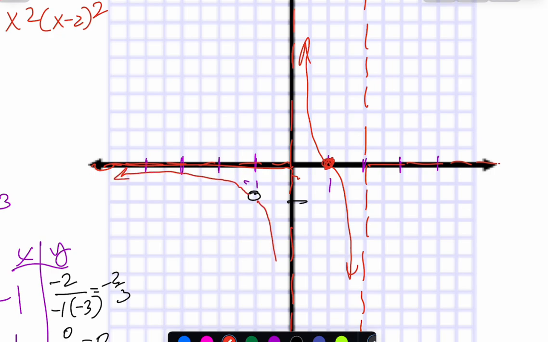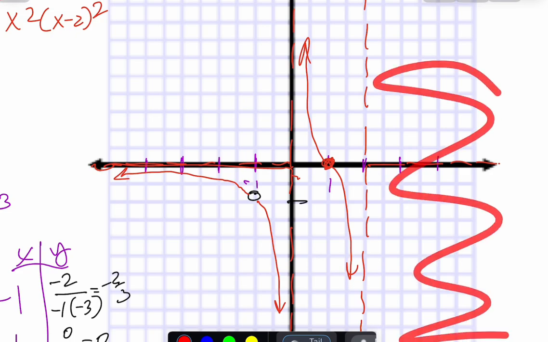Now let's check. Is it doing what they said it was? Is it decreasing? Sure is. Is there a hole there? Yes. Is it concave down? Is my cup upside down? Yes. So all the things we know about that region have held true.